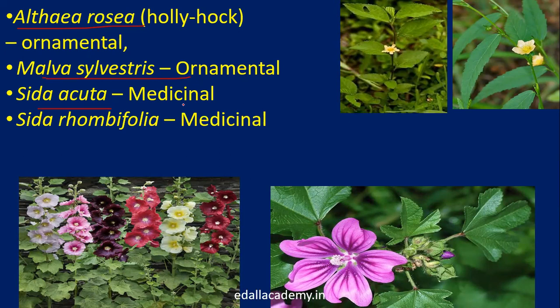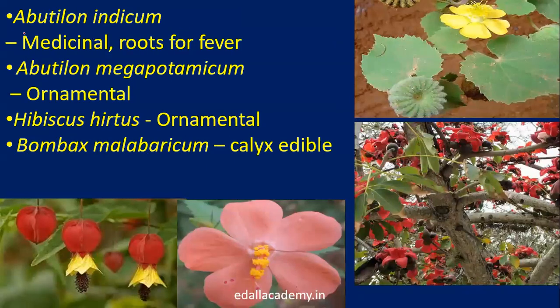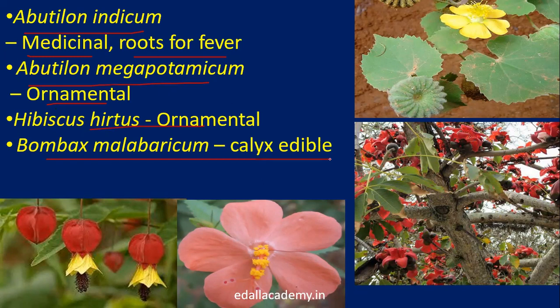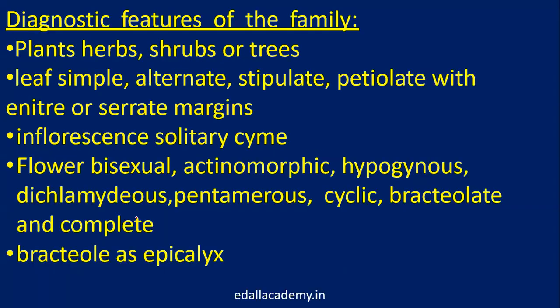Sida acuta is used for medicinal purposes. Sida rhombifolia, this plant is also used for medicinal purposes. Abutilon indicum, used as a medicinal plant. Roots are used to treat fever. Abutilon megapotamicum, this plant is cultivated as an ornamental plant. Hibiscus hirtus, ornamental plant. Bombax malabaricum, calyx is edible. Sandal we have already discussed, try to remember. So here some diagrammatic representation is also given.